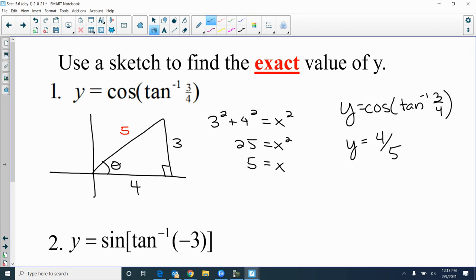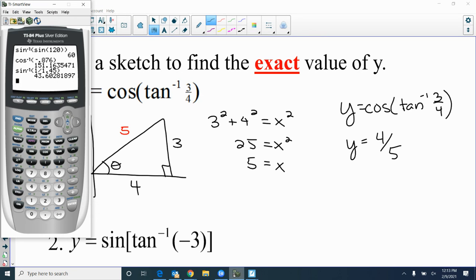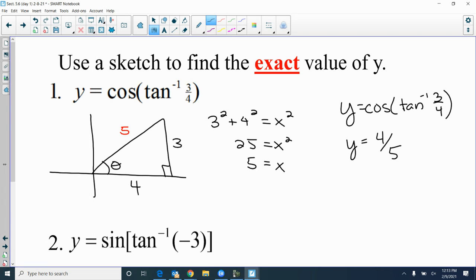Now, if any of you just typed it in your calculator, what'd your calculator spit out? 0.8. But you're not going to have your calculator on this part. You can use it as a check. So if you did cosine, inverse tangent, 3 divided by 4, you get 0.8, which is 4/5.